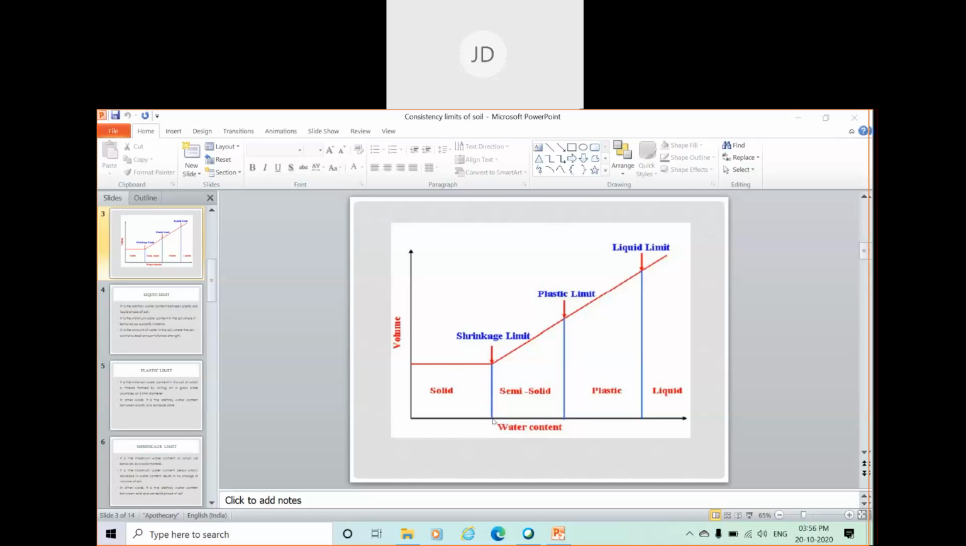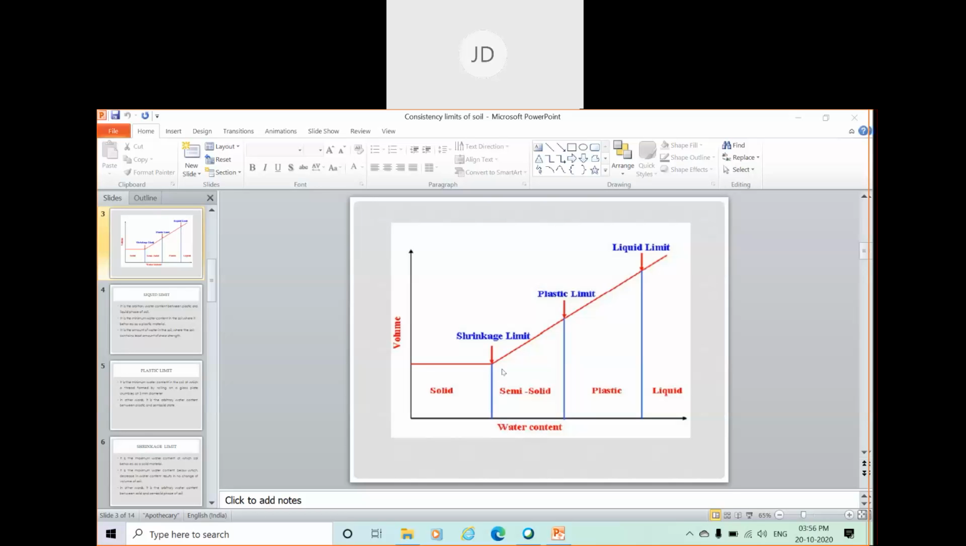And at the shrinkage limit point, the soil becomes fully saturated, and the voids are filled up with water. There is no space for more water now, because the whole voids are filled with water. After this point, if you try to increase the water, and I am talking about fine-grained soil only, this is a special characteristic of fine-grained soil: they can increase their volume and they can also reduce their volume, based on the addition or subtraction of water from the voids.